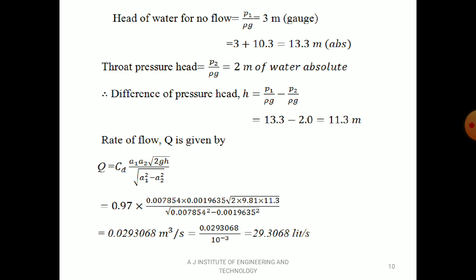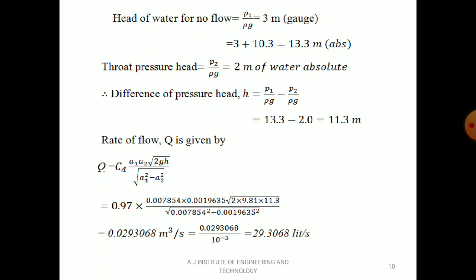Therefore, difference of pressure head H equal to P1 divided by rho g minus P2 divided by rho g. Why is there no Z1 and Z2? Because this is a horizontal venturimeter. Z1 equal to Z2, so Z1 minus Z2 becomes 0. So P1 divided by rho g minus P2 divided by rho g. We have the P1 divided by rho g and P2 divided by rho g values. So 13.3 minus 2, that is equal to 11.3 meter. So that is equal to H.